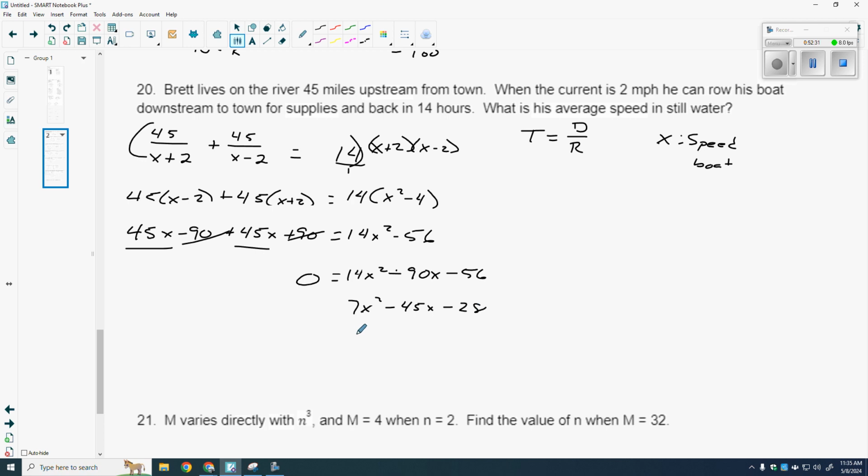Looking at factors of 7, which would be 7 and 1. I need 90. So how do I get 90? Nope, sorry, I need 45. We divided it by 2. I need 45. So factors of 28 are 7 and 4, 2 and 14, and so on. This is negative, so I'm going to subtract these. So I'm going to put a 7 right here and a 4 right here.